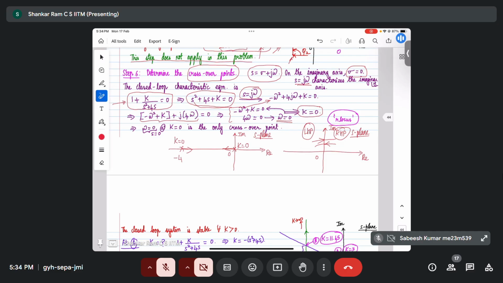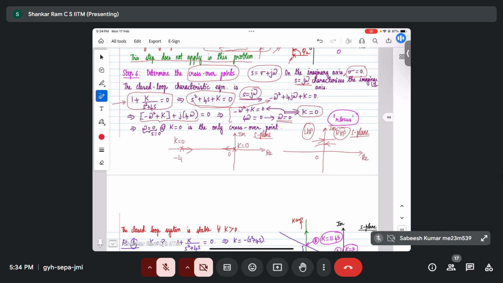That is, when k is 0, one branch starts at the origin. Beyond that, the two branches of the root locus never go into the RHP, which is a very good result for us, right? That means for every value of k greater than 0, you and I know that the closed loop system is stable. Of course, we would have already derived it in stability analysis, but we are still figuring it out from root locus. I hope this step is clear.